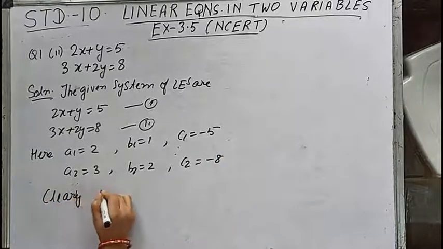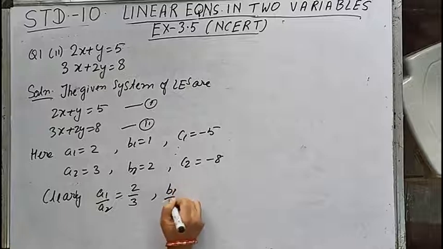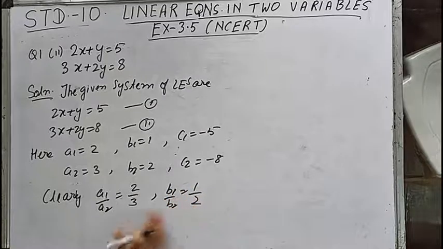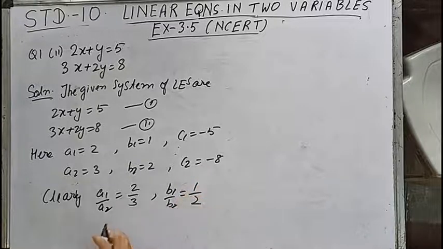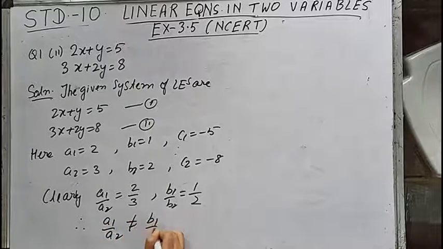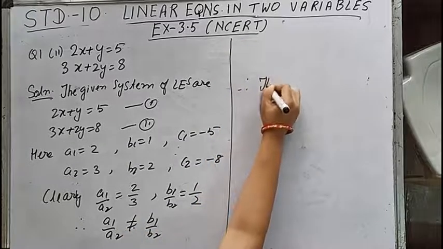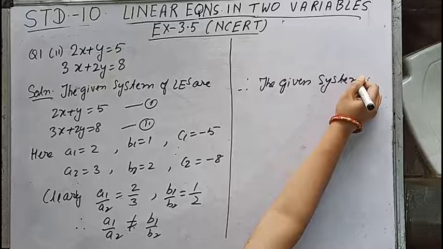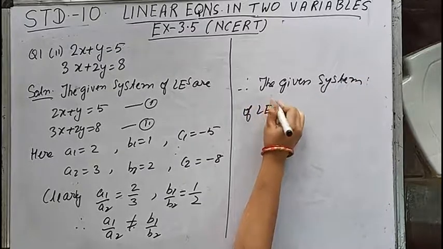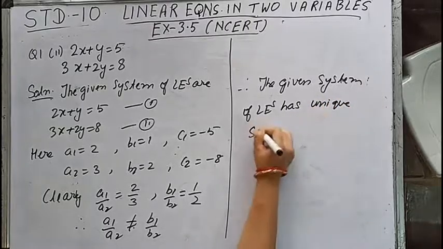Clearly a1 by a2 equals to 2 by 3, b1 by b2 equals to 1 by 2. Now we can see that a1 by a2 not equals to b1 by b2, so we will not go forward for c1 by c2. We will simply write, therefore a1 by a2 not equals to b1 by b2. Therefore, the given system of linear equations has unique solution.